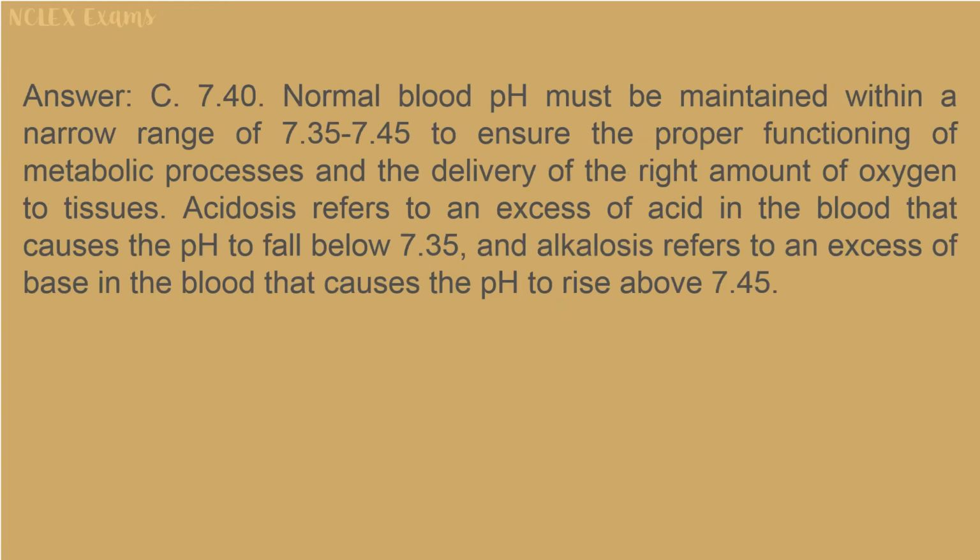Answer: C. 7.40. Normal blood pH must be maintained within a narrow range of 7.35–7.45 to ensure the proper functioning of metabolic processes and the delivery of the right amount of oxygen to tissues. Acidosis refers to an excess of acid in the blood that causes the pH to fall below 7.35, and alkalosis refers to an excess of base in the blood that causes the pH to rise above 7.45.